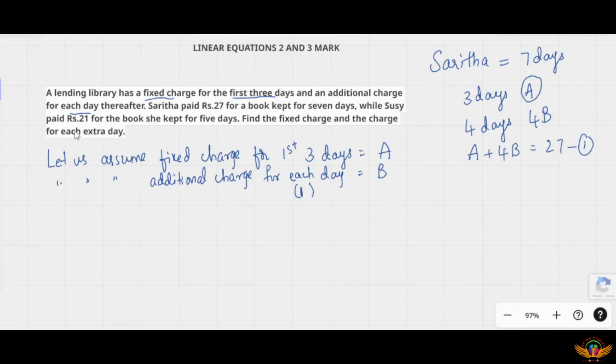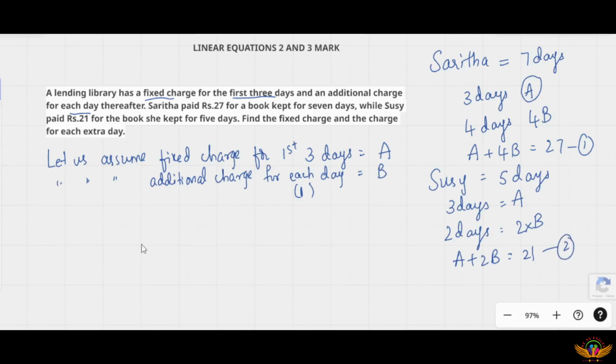And then another girl, Susie. How many days has she kept the book? She kept the book for 5 days. Again, in these 5 days, 3 days we assume as A. It's a fixed charge. If 3 days are finished in the 5, the remaining days are 2 days. So 2 into each day, it is an additional charge, right? That is B. So A plus 2B is equals to how much it cost? 21. This is the second equation. So A plus 4B is equals to 27.